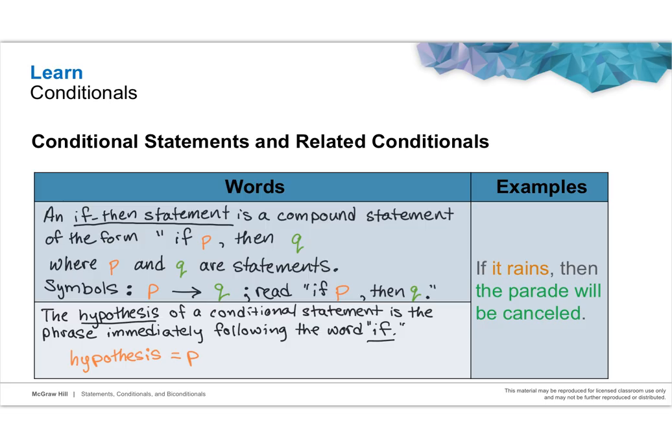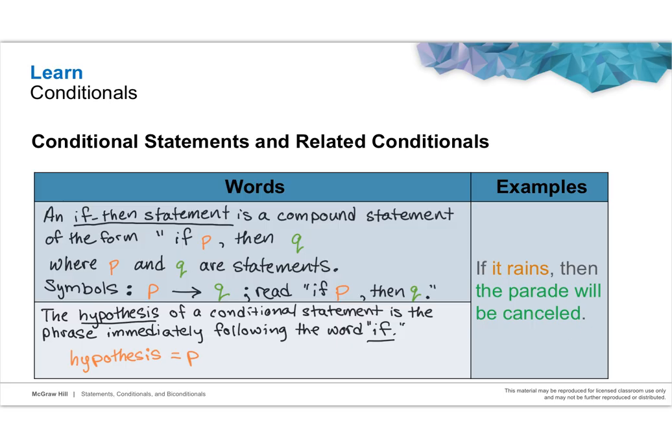So here on page 162, we have lots of different examples of conditional statements and then related conditionals to them. So first of all, an if-then statement is a compound statement of the form if P, then Q. So here's an example over in the right-hand column. If it rains, then the parade will be canceled.